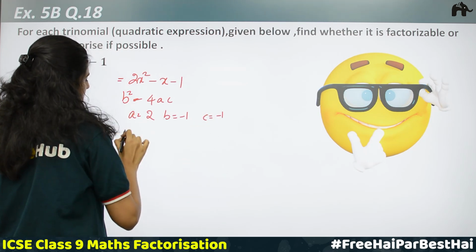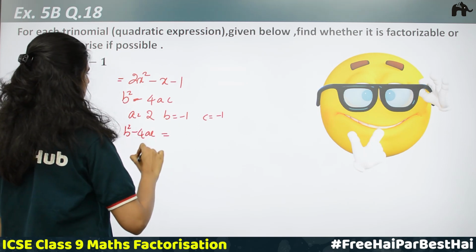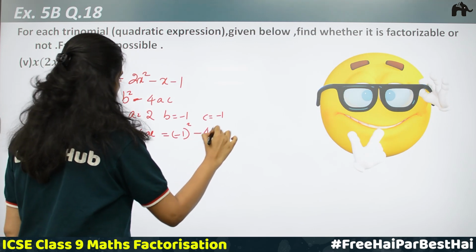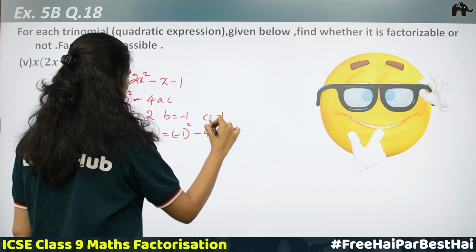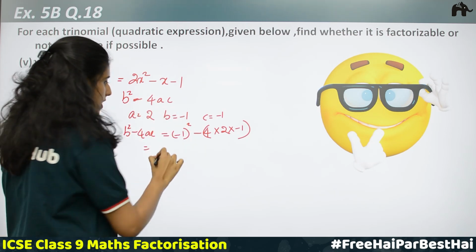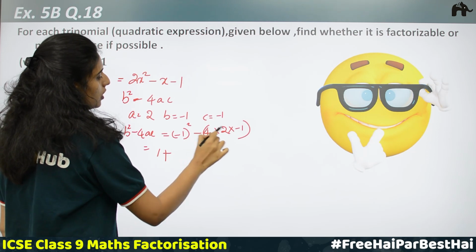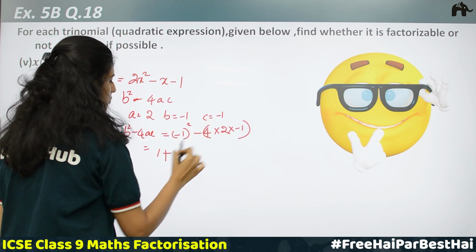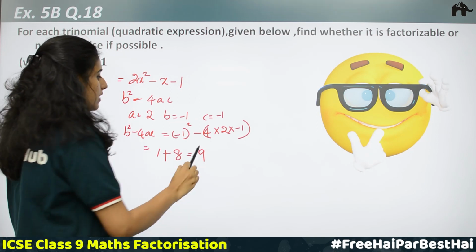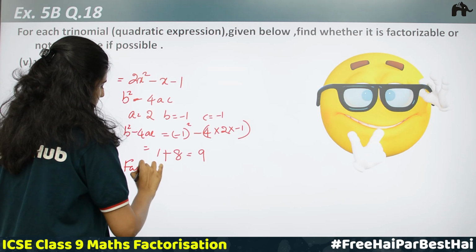Okay, so b square minus 4ac will be equal to minus 1 square minus 4 into a is 2 and c is minus 1. That is equal to minus 1 square is 1. Okay, negative of negative is positive. 4 into 2, 8. 8 into 1 is 8. So, you are getting 9. Okay. 9 we know is a perfect square number. So, this is factorizable.